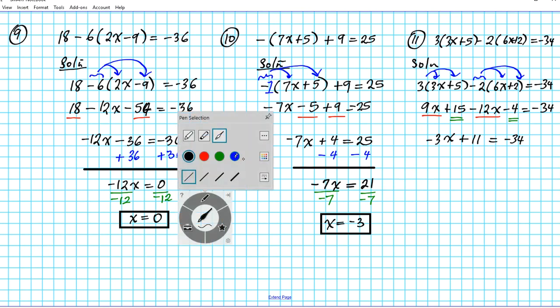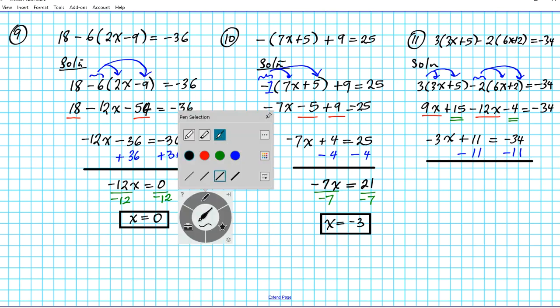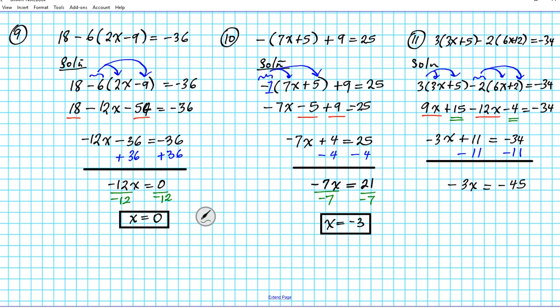Now, to get x isolated, we will get rid of plus 11 by subtracting 11 from both sides and then divide by negative 3. Okay, so let's subtract 11 from both sides of our equation. When we do that, it gives us negative 3x equals negative 34 minus 11. You add and keep the sign, okay, when combining numbers with the same sign, so negative 45.